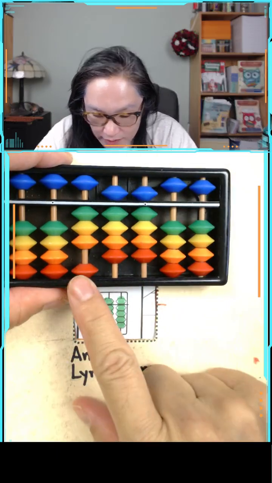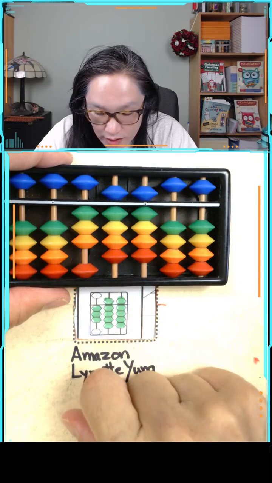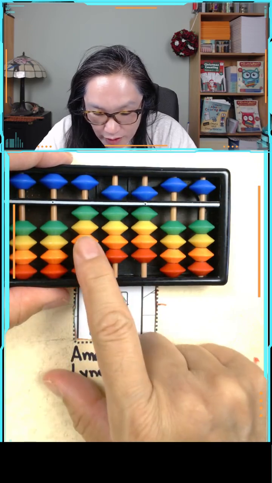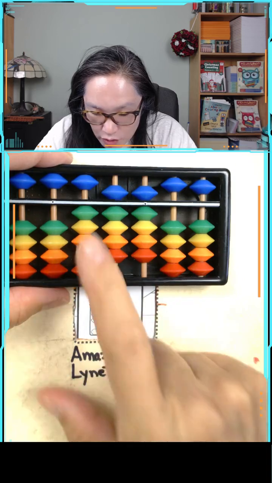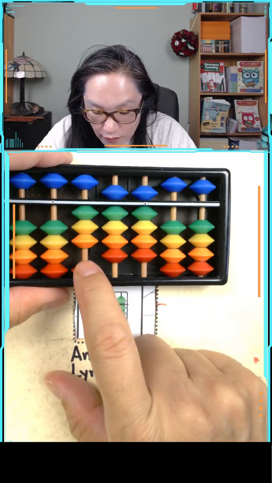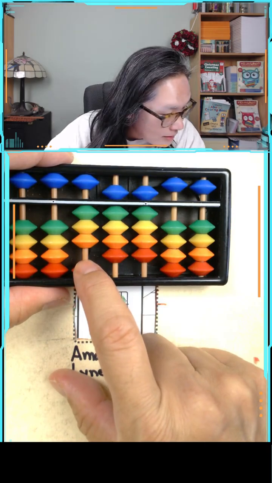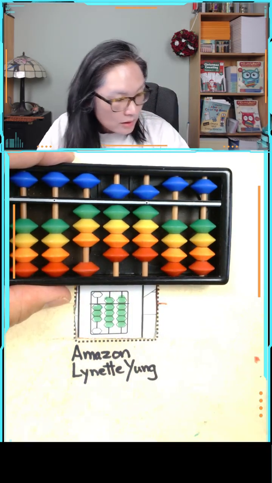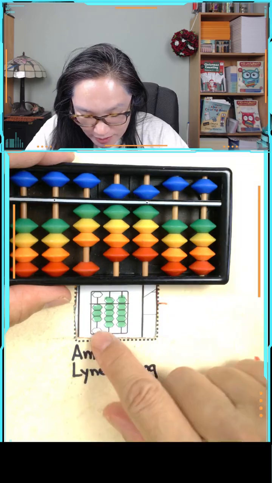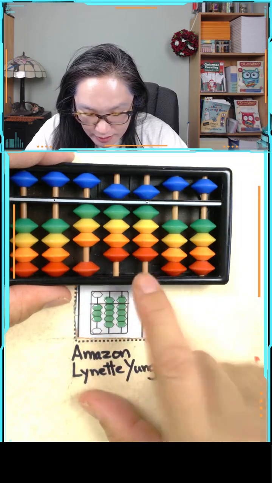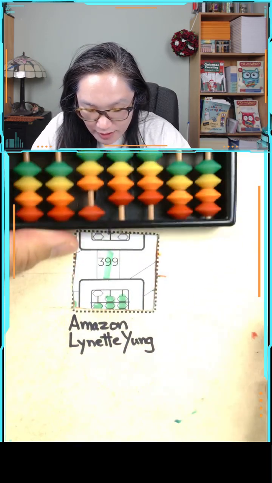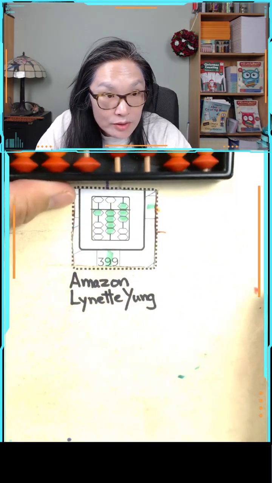We have our hundreds. Yes, that was quick. We have 399. What we're trying to do is get comfortable with understanding how to read the abacus. So this is 399. Well done. 399 looks like that. And we take up to here.